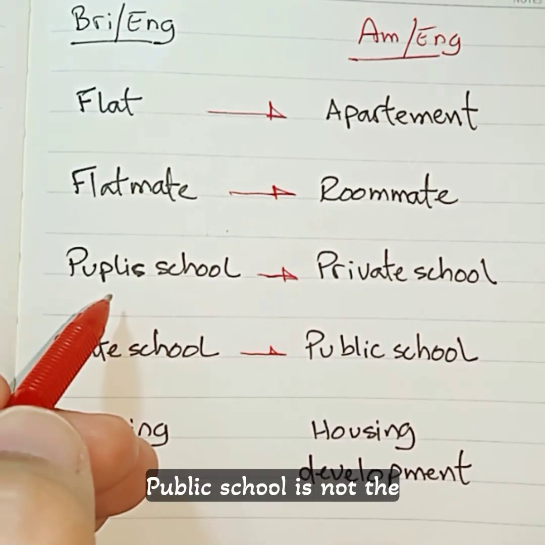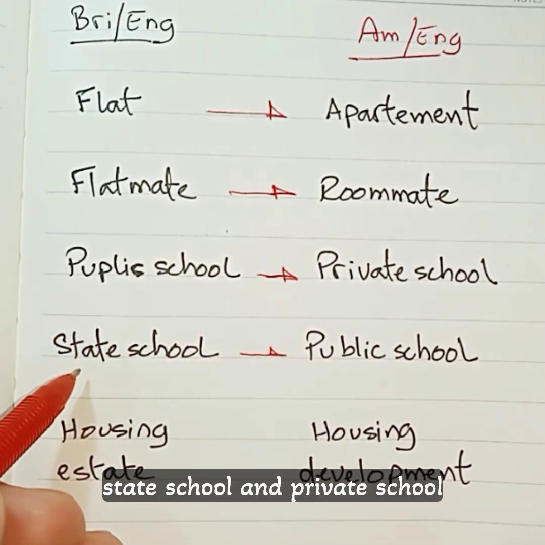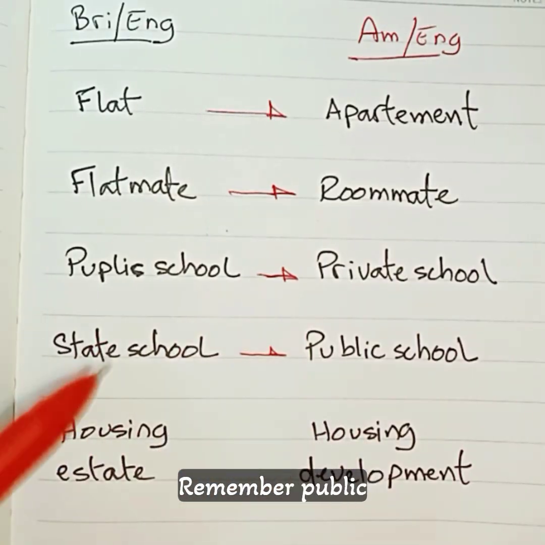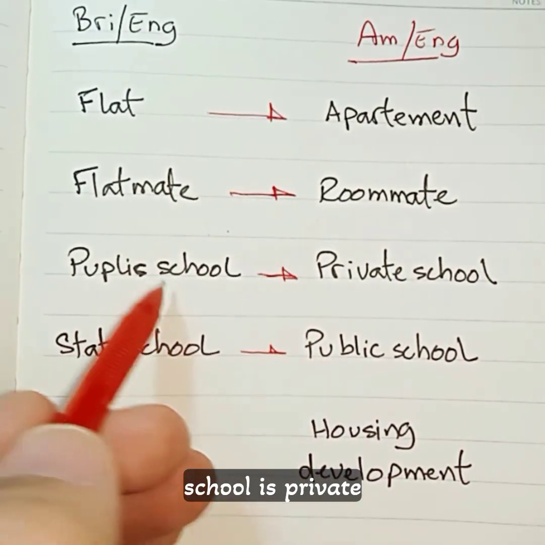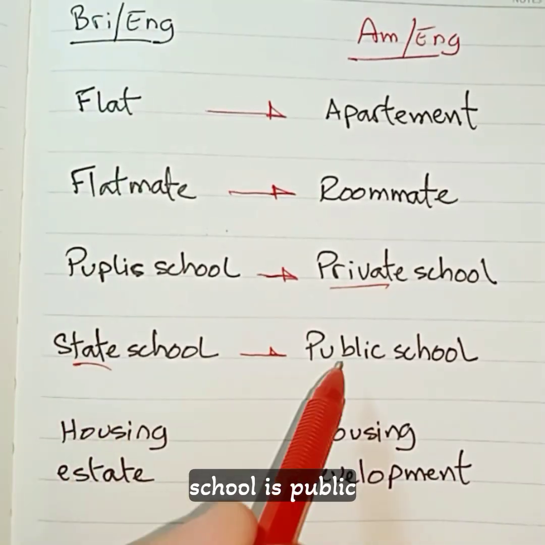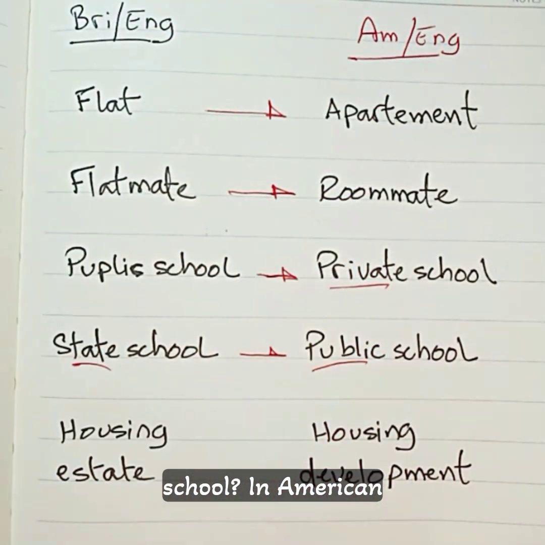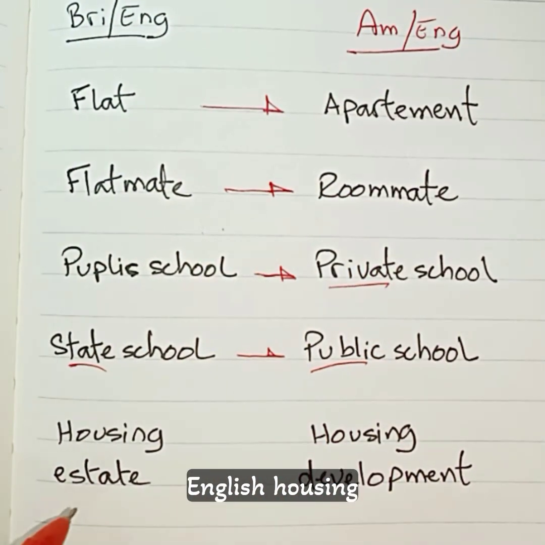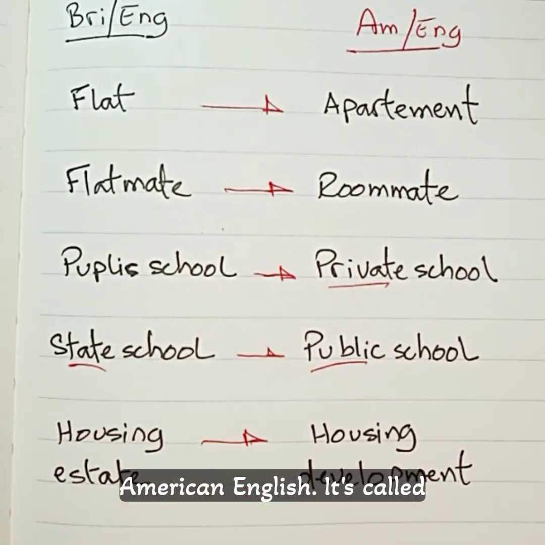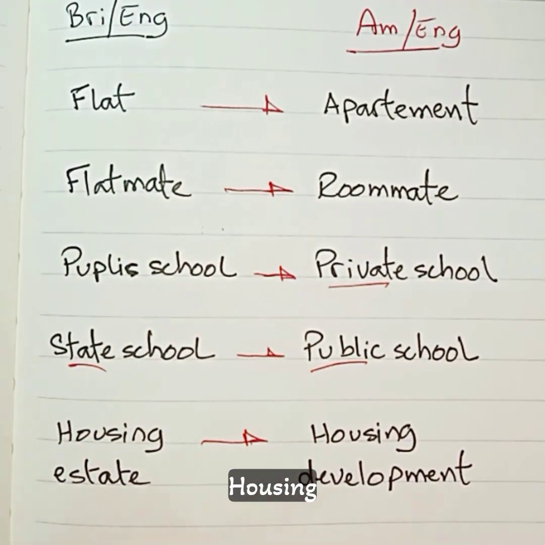So public school is not the state school, and private school is not public school. Remember, public school is private school. State school is public school in American English. Housing estate in American English, it's called housing development.